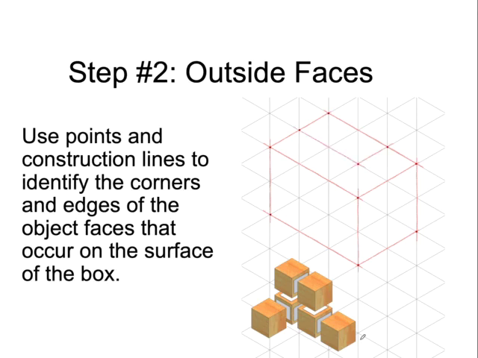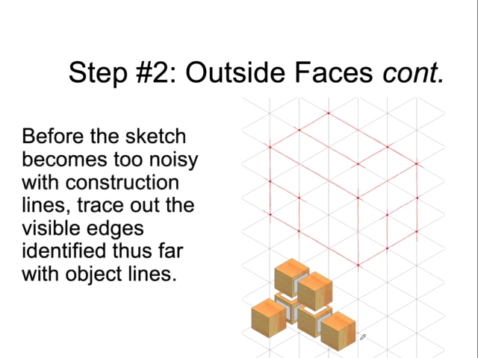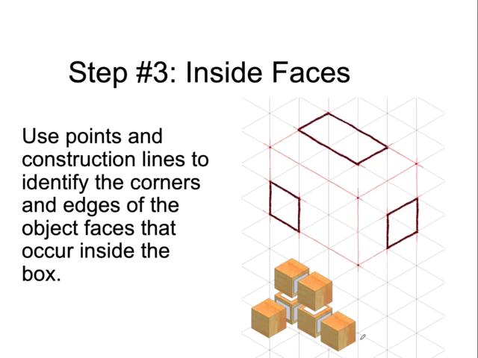If you think about it, those 2 blocks stacked on top go there. Then that 1 block on the side goes there. The 1 block in the front goes there. And it becomes a little noisy, so trace out the visible edges just to make it a little bit easier. So there's our visible edges, and then we use our construction lines to make the rest of it.